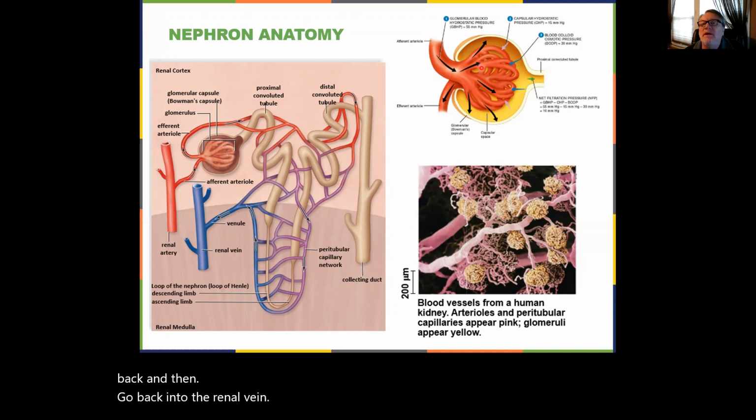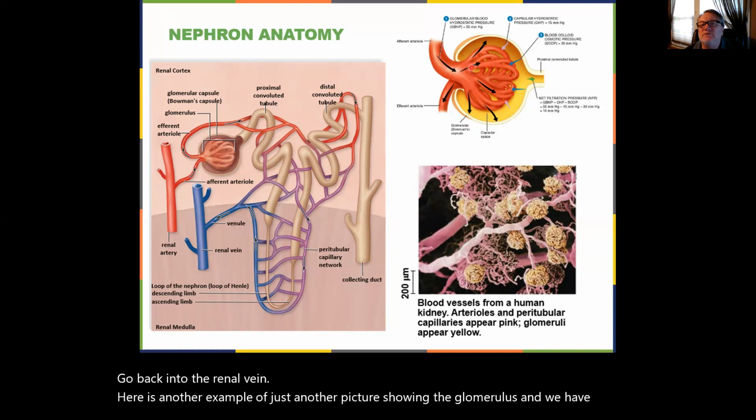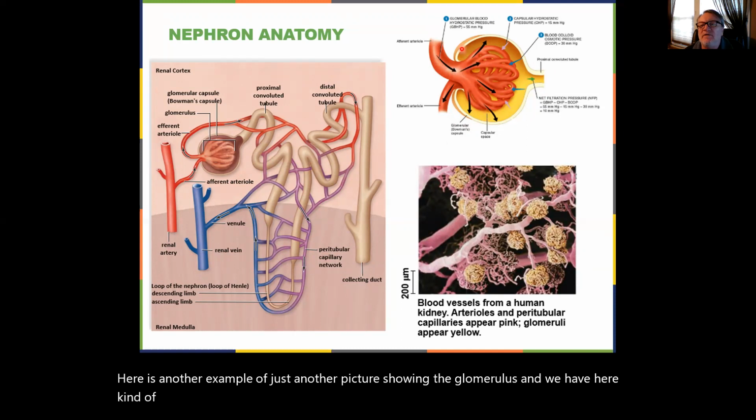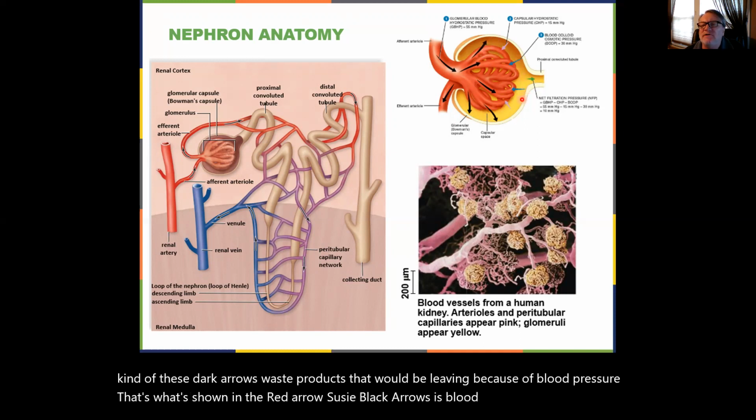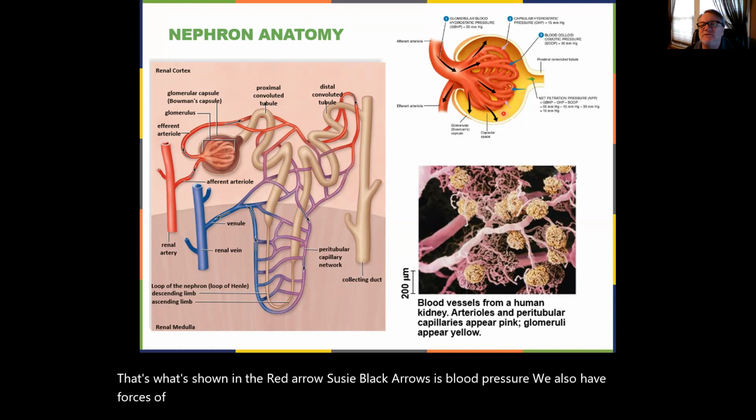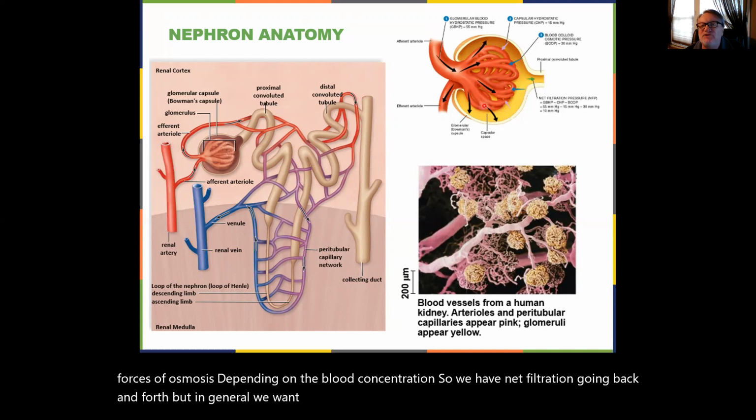So here's another picture showing the glomerulus. And we have here, in these dark arrows, waste products that would be leaving because of blood pressure. That's what's shown in the black arrows, blood pressure. We also have forces of osmosis depending on the blood concentration. So we have net filtration going back and forth, but in general, we want to exude substances from the blood.